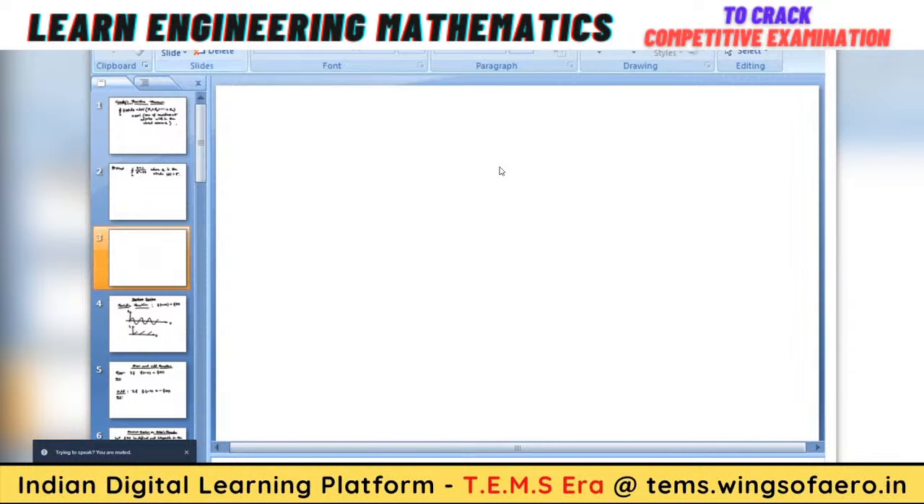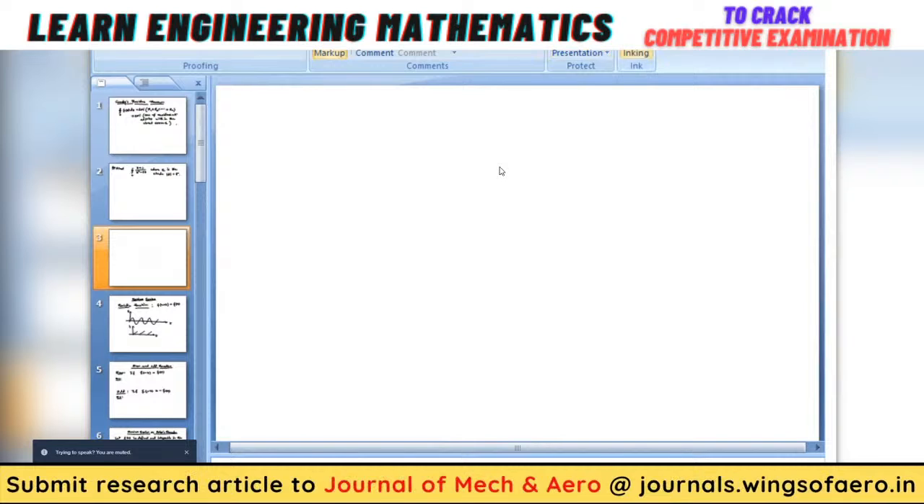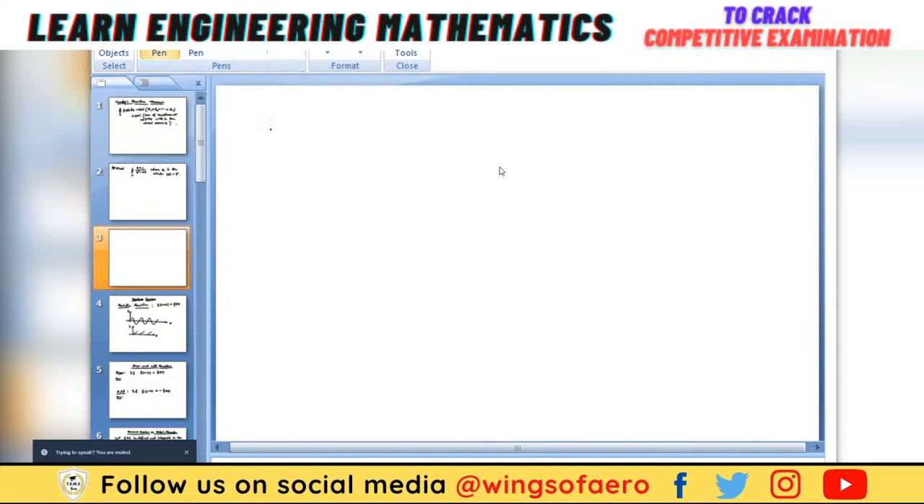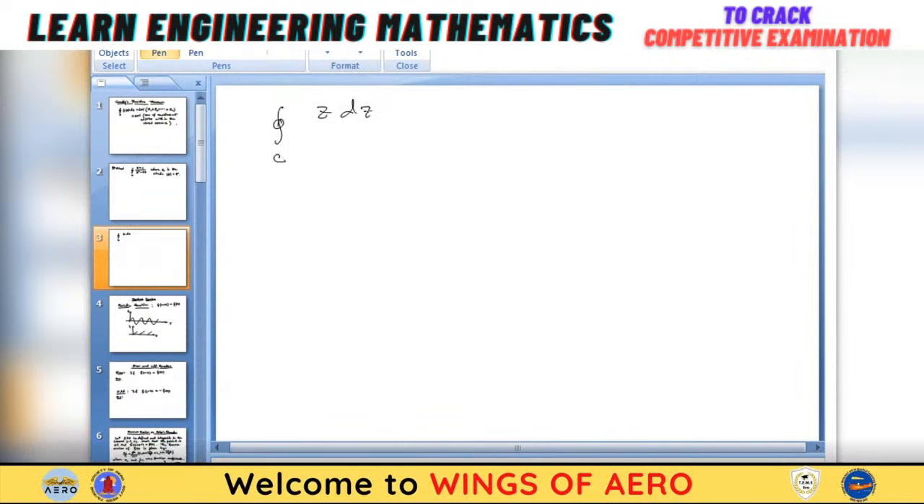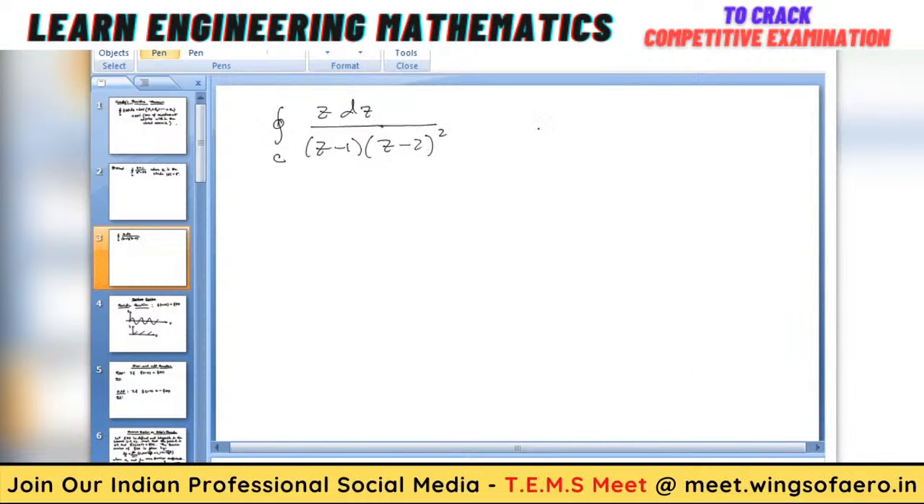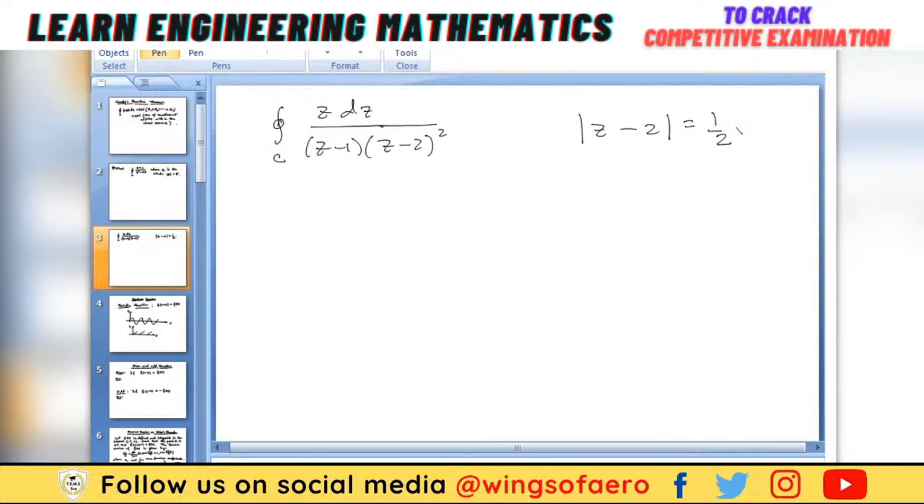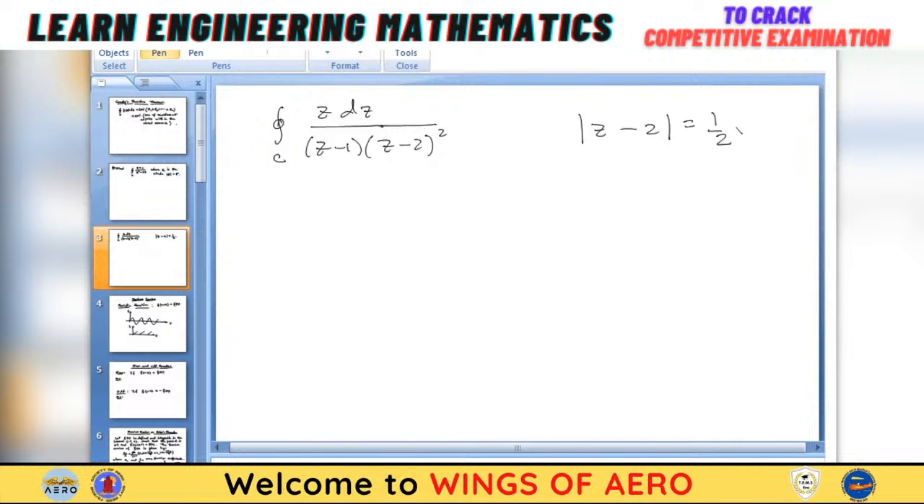Okay, the example is the integration of z dz divided by z minus 1 into z minus 2 whole square, and the curve c is given as mod of z minus 2 is equal to half. Now tell me how many poles are there and which of them is to be considered to find out the residue.